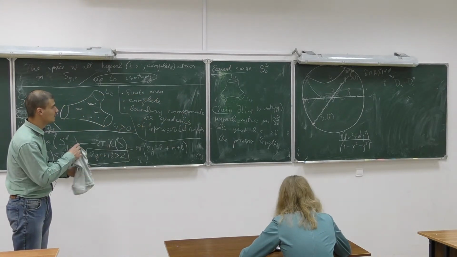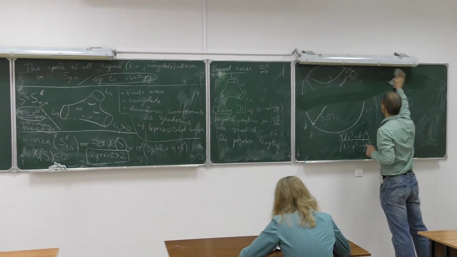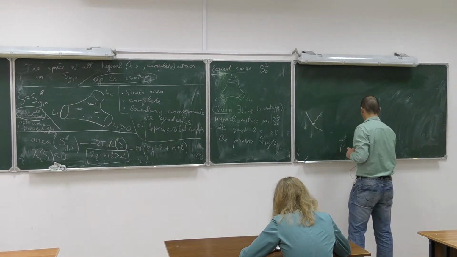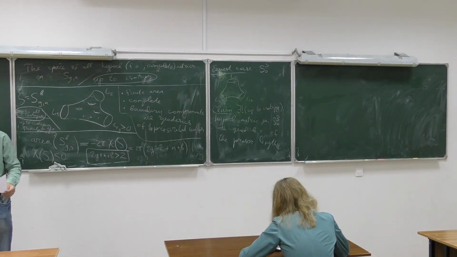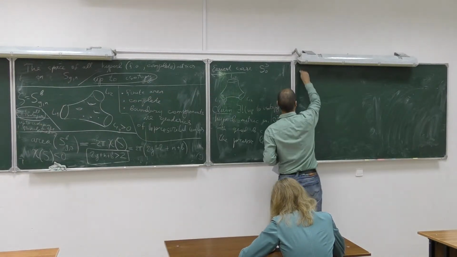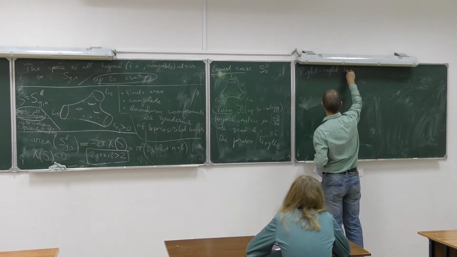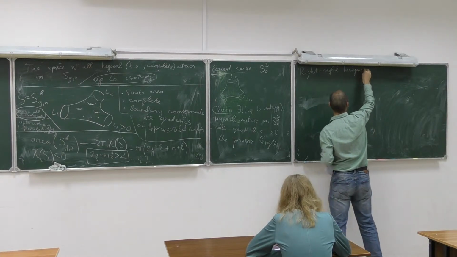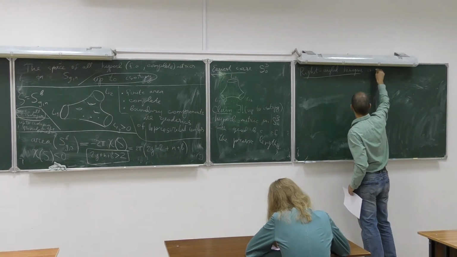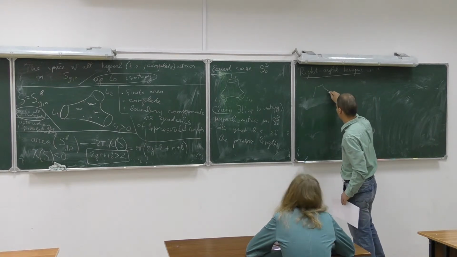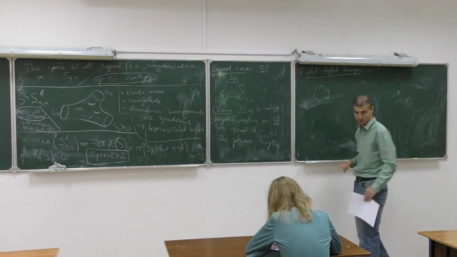Okay. And to start with, we need to discuss some easy things in hyperbolic geometry, in usual Lobachevsky geometry. And these easy things are right-angled hexagons. So what do we need to know about right-angled hexagons on the Lobachevsky plane? We are interested in hexagons with all angles right.